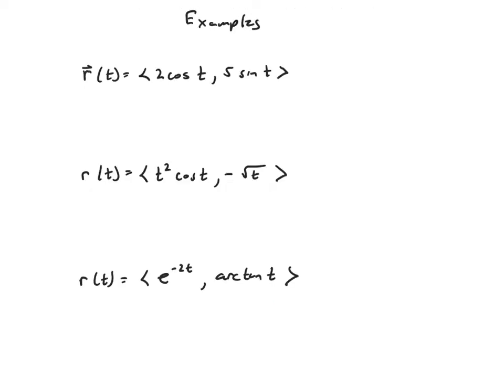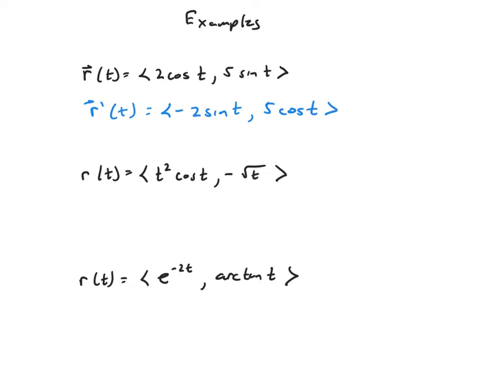Now let's take a look at a couple examples. We're just going to take the derivative of these vector valued functions. So in this case, r prime of t is going to be 2 times the derivative of cosine t, so that's going to end up being negative 2 sine t. And then the vertical component will be 5 times the derivative of sine t, so I'll get 5 cosine t.